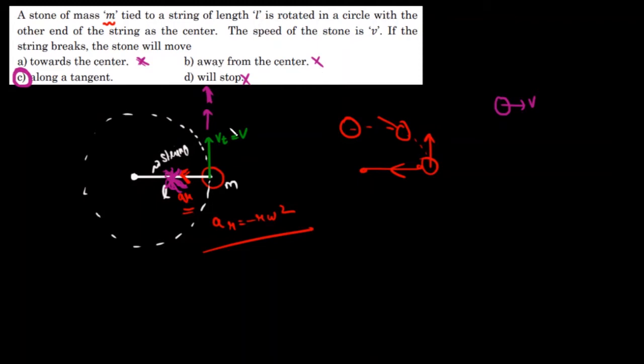It is not going to stop also. If the string breaks, it will move straight without any issues. Why initially it is not moving straight? Because of the string, there will be an acceleration, and that acceleration is pulling towards the center. So only this mass is moving in a circular manner.